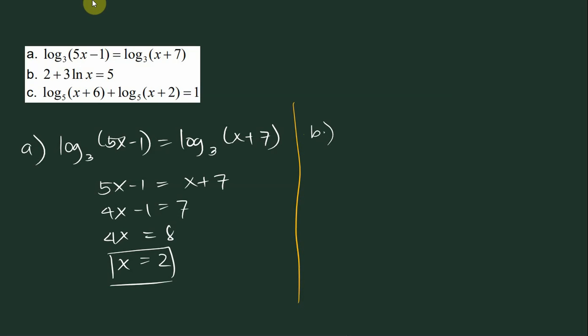So we have here 2 plus 3 ln x is equal to 5. So what do we do first? We subtract 2 from both sides. We'll then get 3, right? And then what do we do? We divide both sides by 3. So we will get ln x is equal to 1.